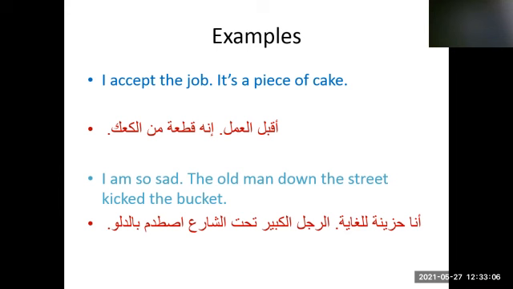I'm so sad لأن الرجل المسن down the street is always translated as في نهاية الشارع. الرجل الكبير أو المسن الذي يسكن في نهاية الشارع, down the street. Watch out, prepositions are used differently in English and Arabic. So down the street, down here does not mean تحت أو أسفل. It means في نهاية الشارع.